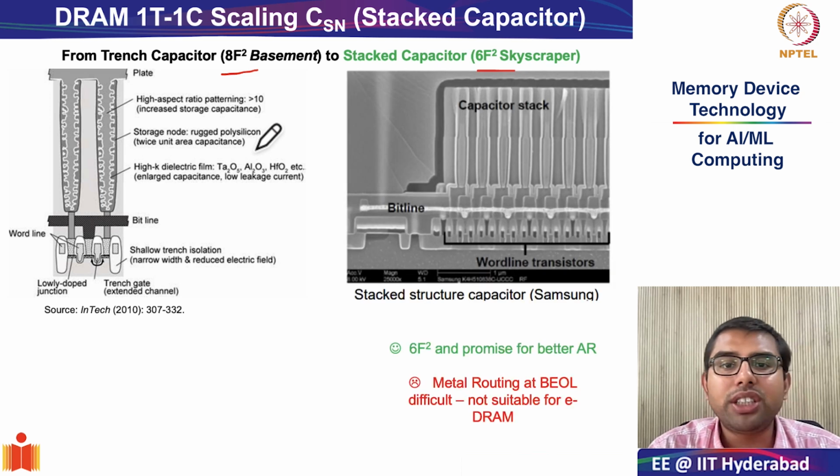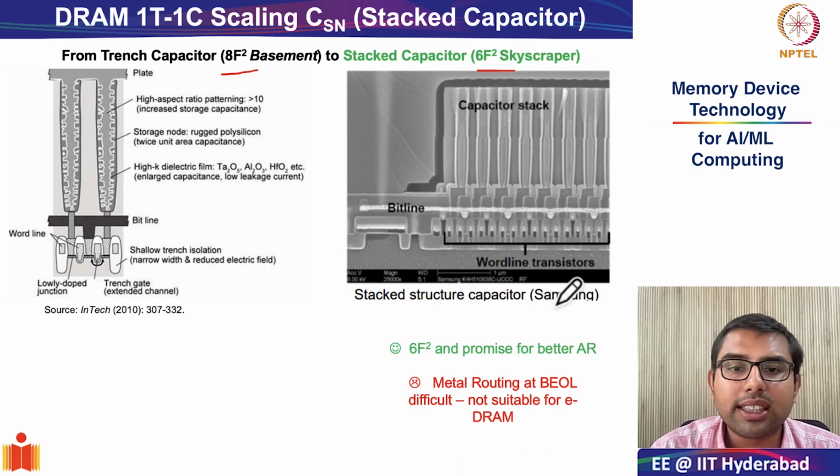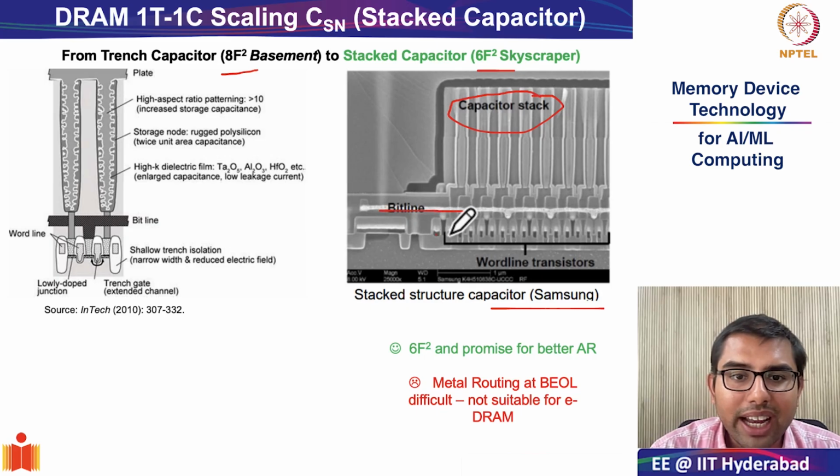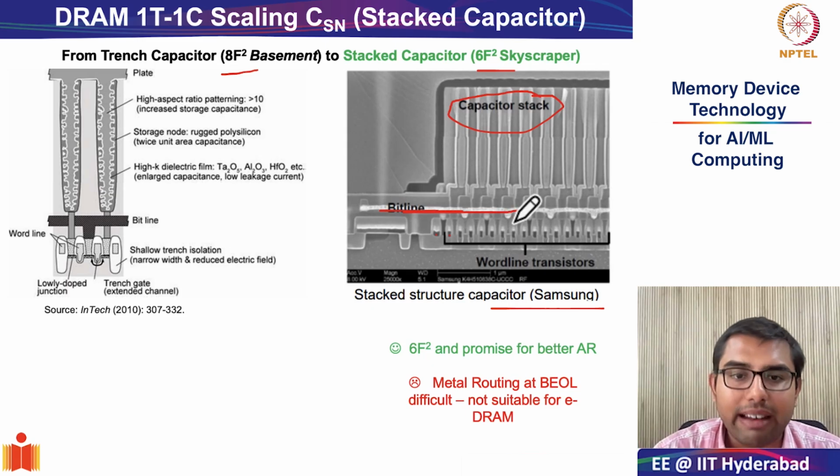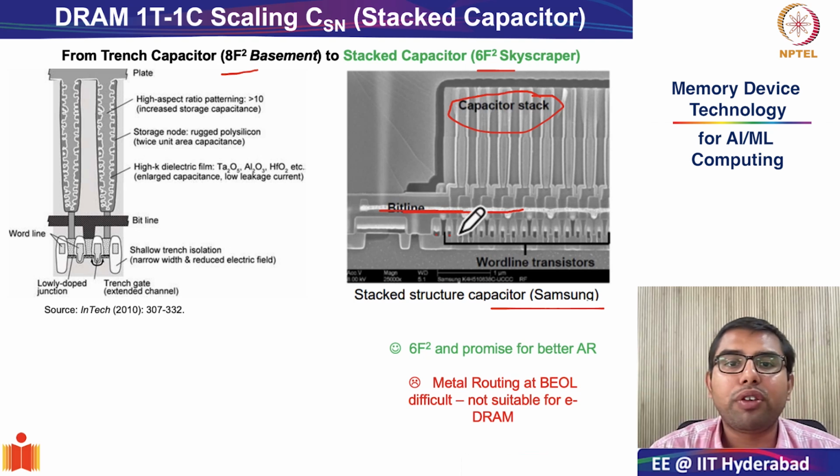So this is the image of a stacked capacitor model coming from Samsung. So this is Samsung's technology node. I think this is the 22 nanometer Samsung technology node, where you can see the capacitor stacks of DRAM. This is your common bit line, and these are your word lines for your cell transistor, which are going through. So the bit line is in the plane of the paper or the slide, and your word line is going into the plane of your slide.